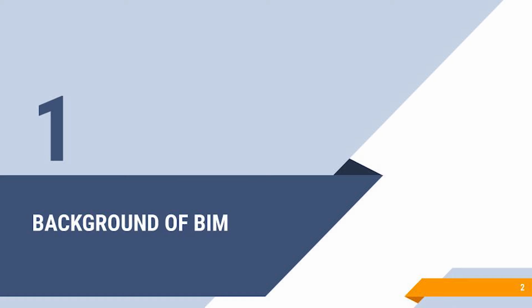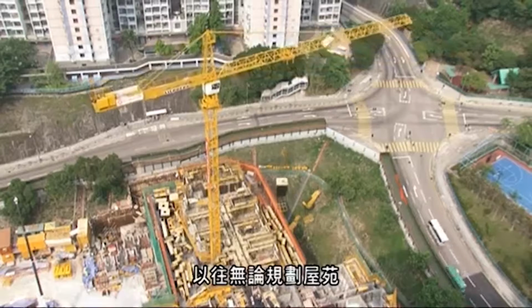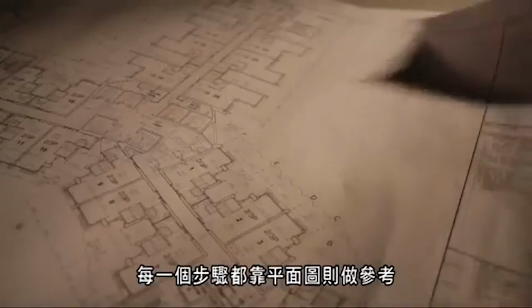Building Information Modeling, BIM, is the process of constructing a three-dimensional representation of the physical and functional characteristics of any built structure to allow better planning, constructing, and operating a structure.